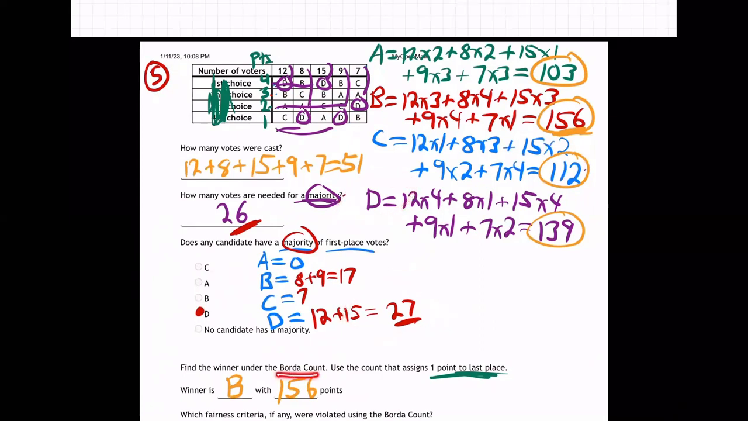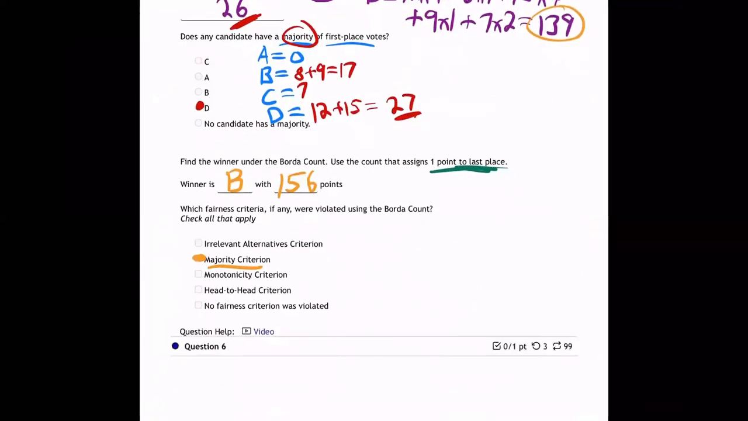But when we did the election using Borda count, which is the other system where you count all the points, you start with the 1, the 2, the 3, and the 4, and you do all the points, B actually won the election. Somebody different than D won it because B had more points. So that doesn't seem fair. That violates the majority criterion, the idea that whoever has a majority should win. It's also going to violate the head-to-head criterion, also called Condorcet. Why is it going to do that?